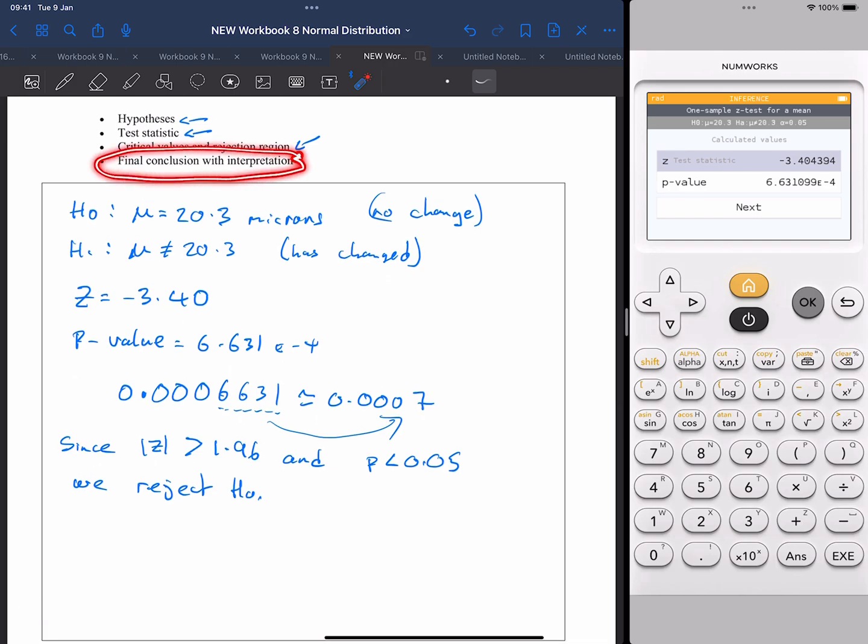So you should write at the end: there is statistically significant evidence at the 5% level that the average fleece of the herd has changed since 2013.